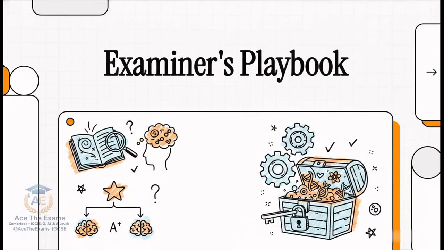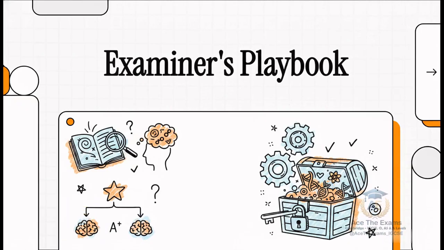If you are prepping for the Cambridge AS and A-Level Biology 9700 exams, well, you probably already know that memorizing the textbook inside and out, that's really only half the battle. Because the difference between scoring a B and landing that elusive A-star often comes down to something that isn't even explicitly taught in the syllabus. It comes down to understanding the examiner's secret framework. And today, we're going to crack that code.